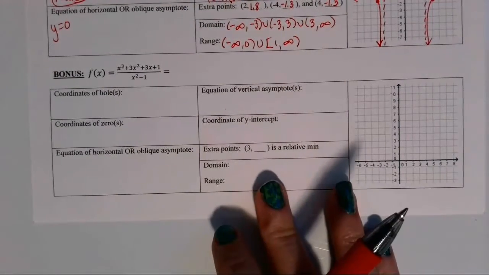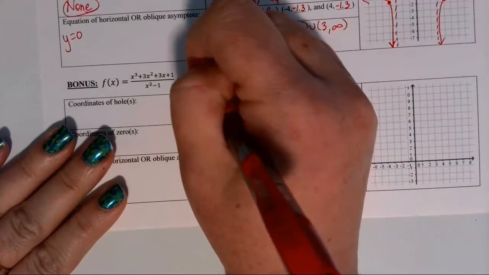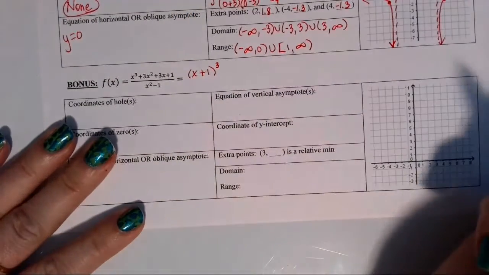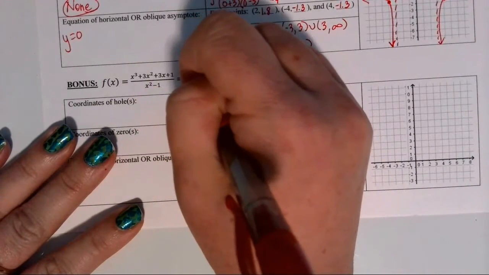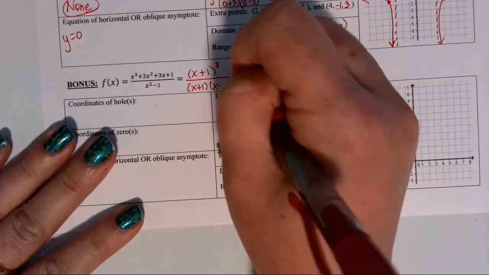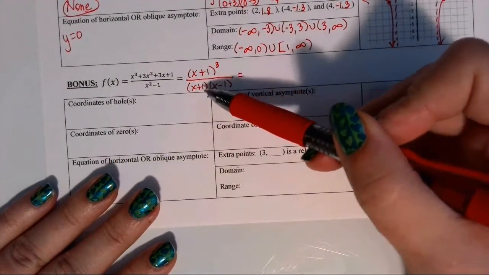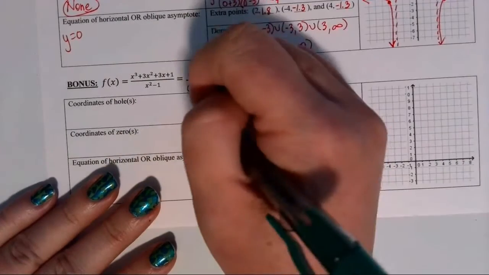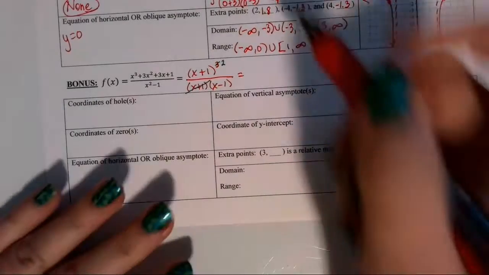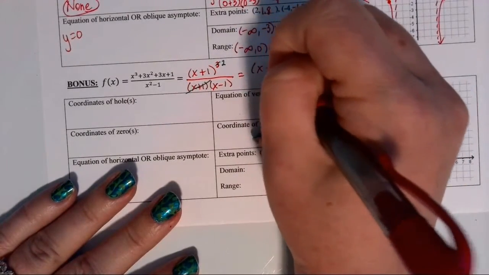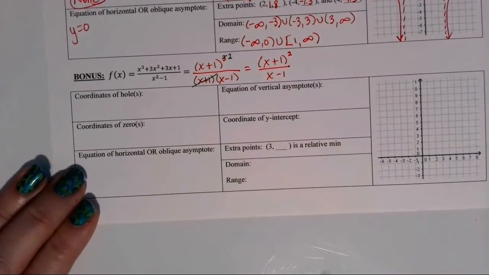So I'm going to go to my numerator, and that's going to factor as x plus 1 with multiplicity of 3. Then the denominator is a difference of squares, so that factors as x plus 1, x minus 1. And I have a common factor of x plus 1 in the numerator and the denominator. I can cancel. That's going to change my exponent from a 3 to a 2. And x plus 1 quantity squared over x minus 1 is going to be my simplified form.